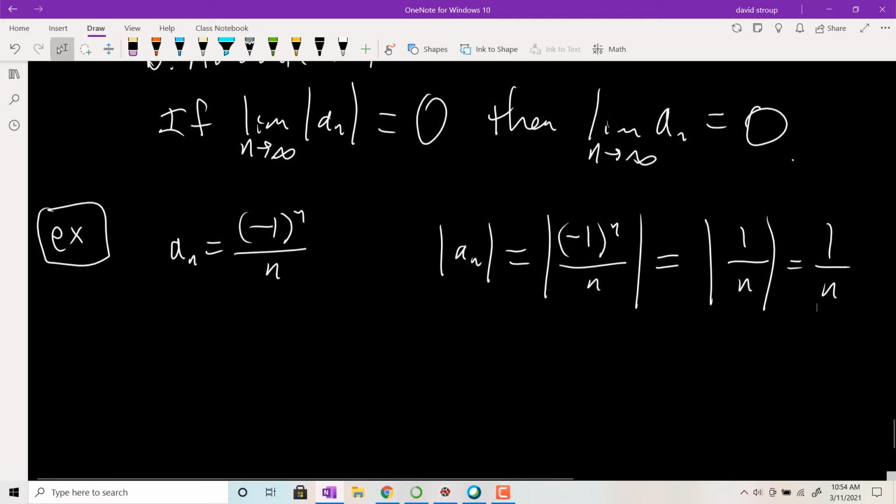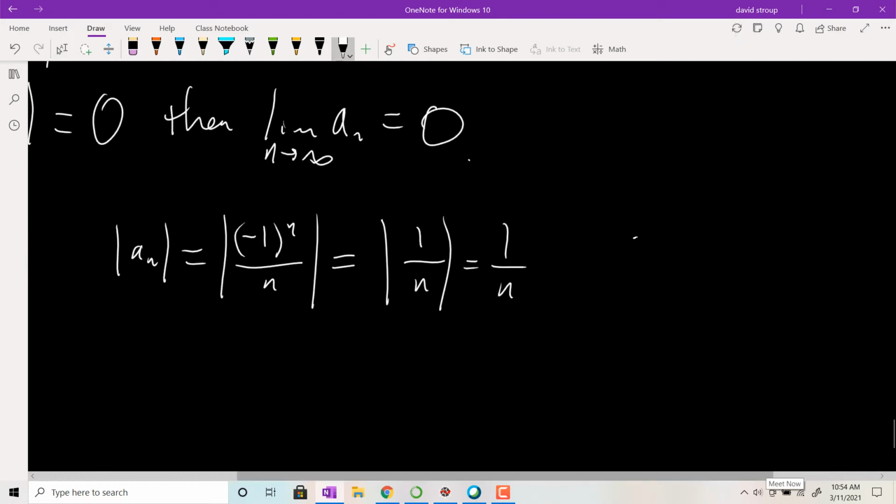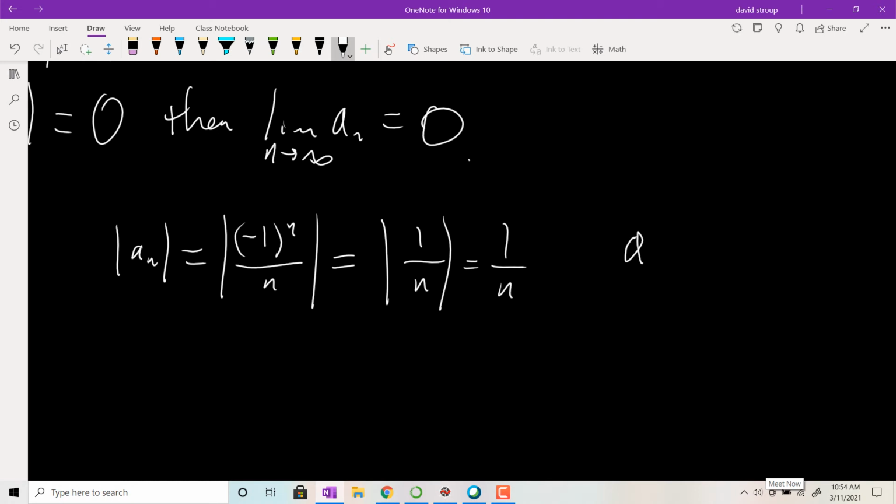So maybe we should also include a third sequence. Let's call this b sub n, which is just 1 over n. And let's look at how all these behave.